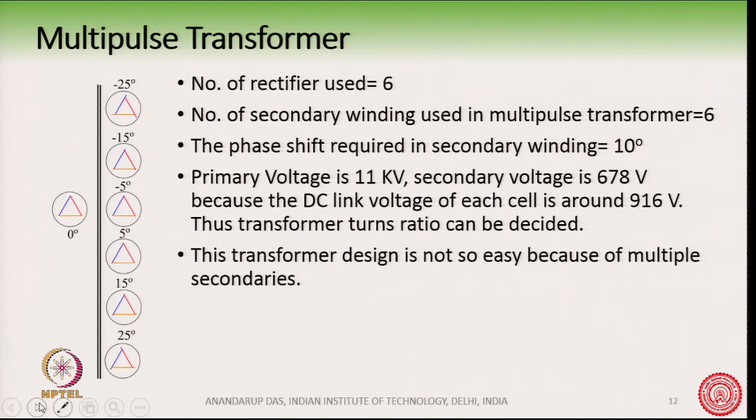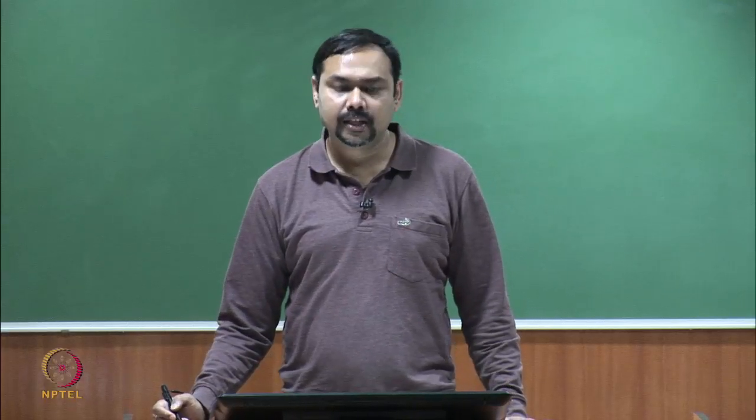And what about the multipulse transformer? For the multipulse transformer, the number of rectifiers to be used is 6, so there are 6 secondary windings. The phase shift required in the secondary windings is 10 degrees, which we have covered earlier also. The primary voltage is 11 kV, and the secondary voltage is 678 volt, because the DC link of each cell is around 916 volt. So, then you can decide the transformer turns ratio. The primary is 11 kV line to line and the secondary is 670 volt line to line, so you can now decide the value of N1 to N2.